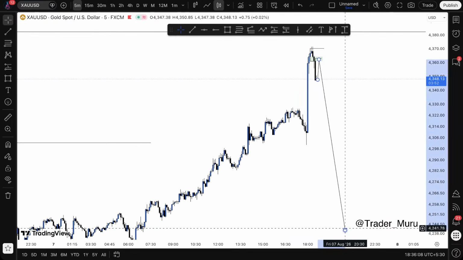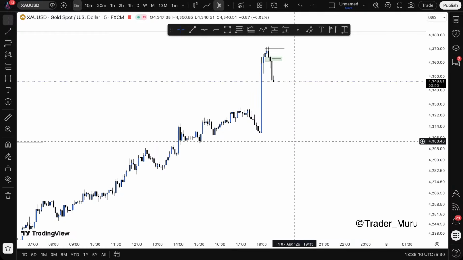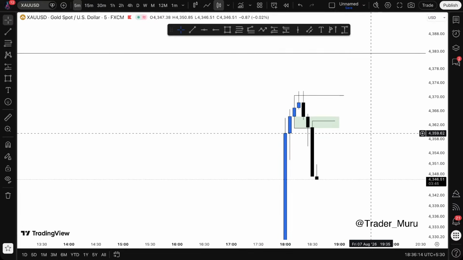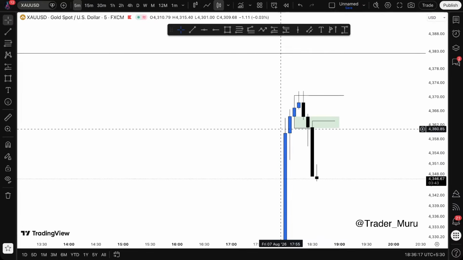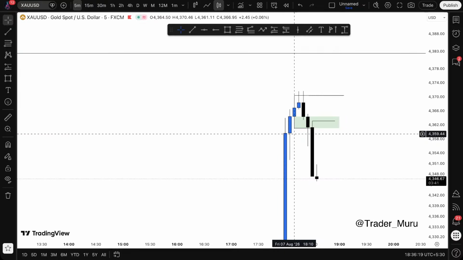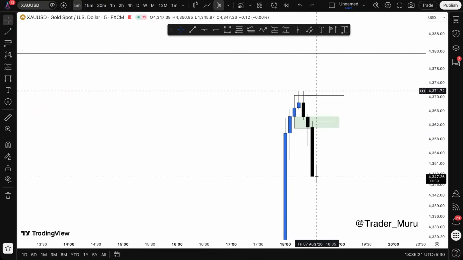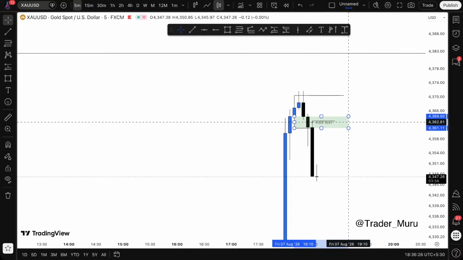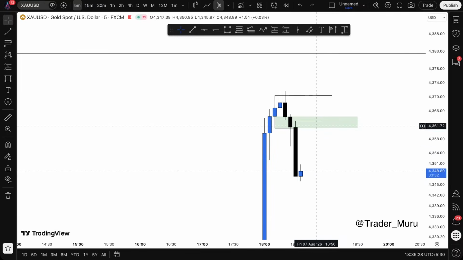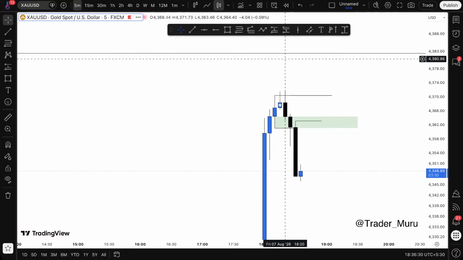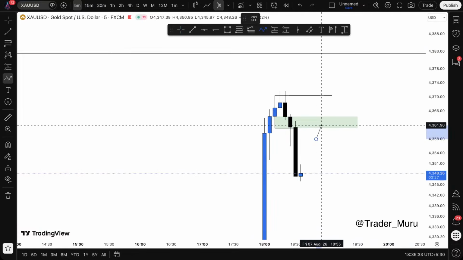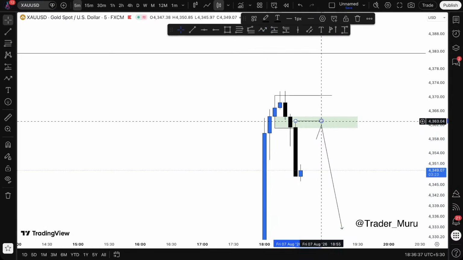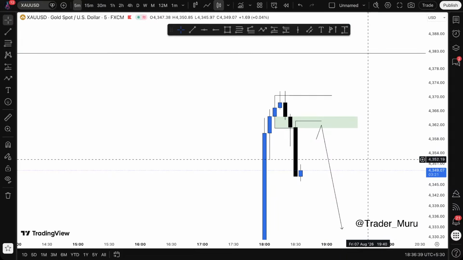Then we will be looking for short. People who are in early short from the 52 or 55 areas will now be in profit, but we will get entry near 61 again, 60 to 61. My expectation is this one. Confirmation will be that price should not close a 5-minute candle above 4363.